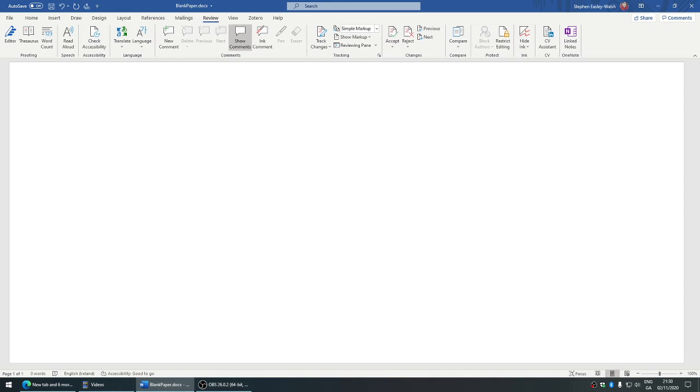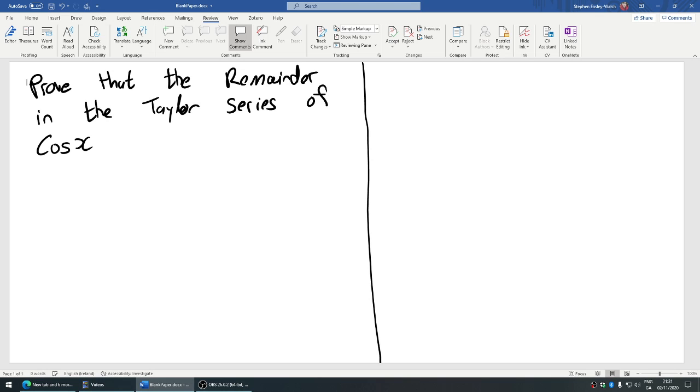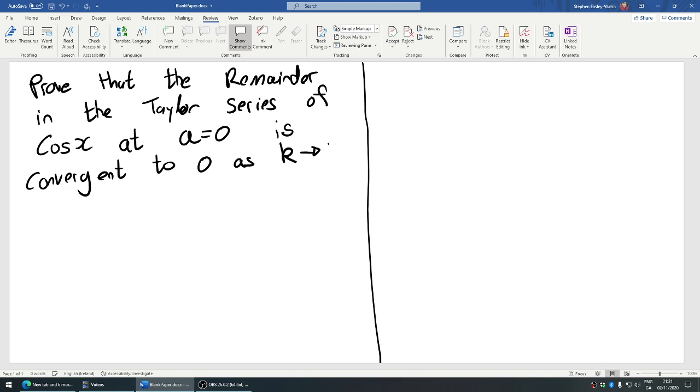Okay, so we want to prove that the remainder in the Taylor series of cos x at a equals 0, so if you expand at 0, is convergent to 0 as the number of terms tends to infinity.